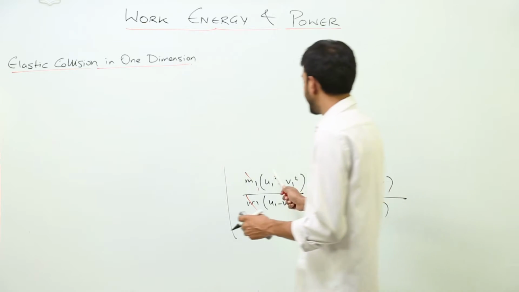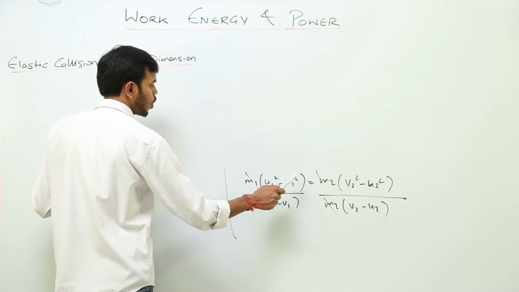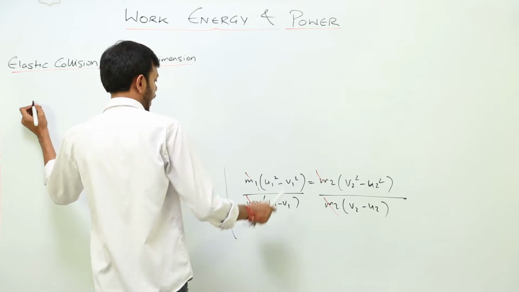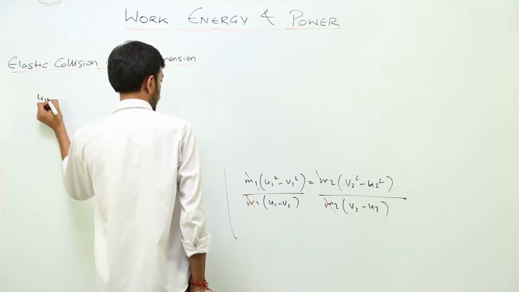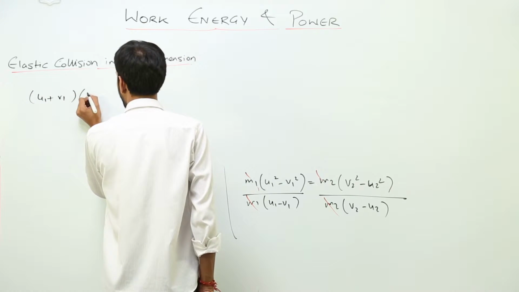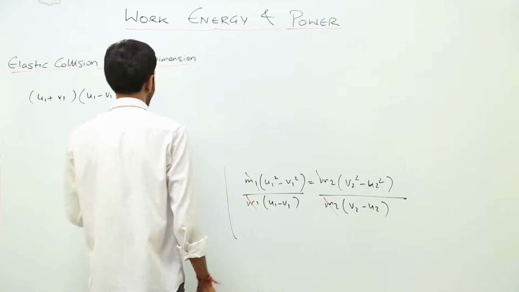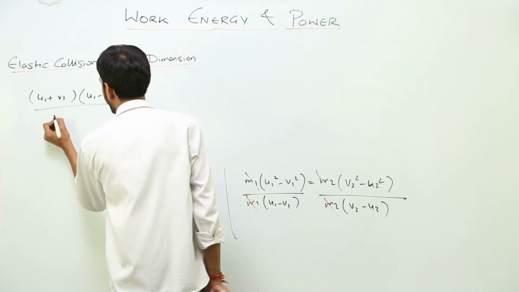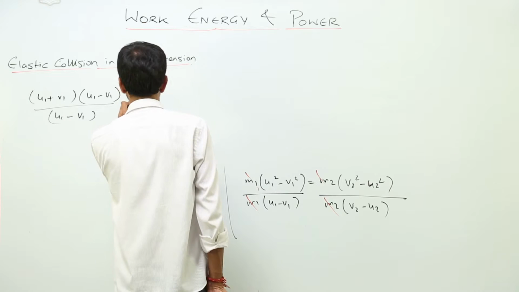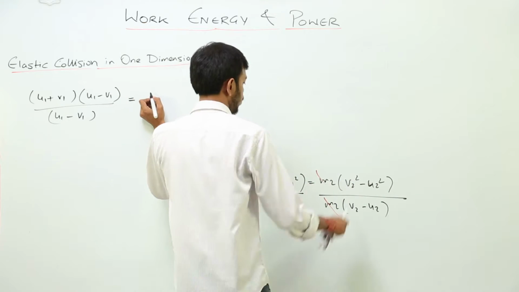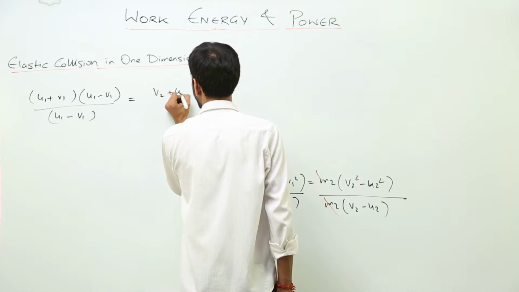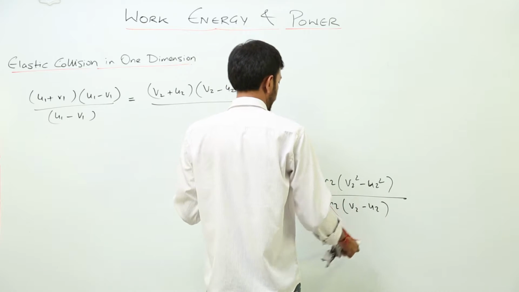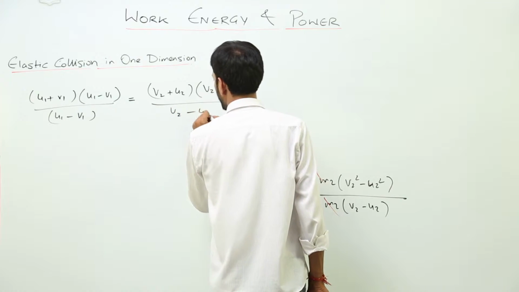and here (v2 square minus u2 square) over (v2 minus u2). This term, which is in the format of a square minus b square, can be rewritten in terms of a plus b and a minus b. So here I am rewriting this as (u1 plus v1) multiplied by (u1 minus v1). I have just applied the formula of a square minus b square, which is (a plus b)(a minus b). This was upon u1 minus v1. Similarly here, v2 square minus u2 square is (v2 plus u2) into (v2 minus u2), and this whole is divided by v2 minus u2, alright?